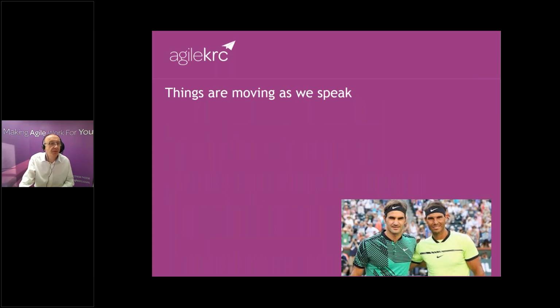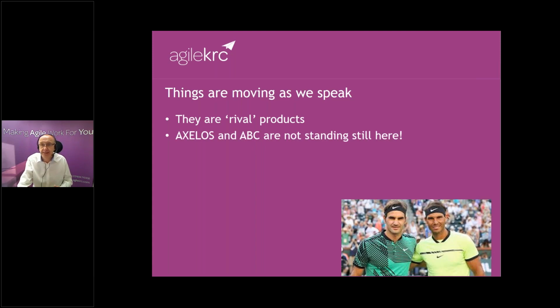Now, things are moving. Things are happening quite a lot at the moment in the marketplace here. And to be clear, these are rival products. They compete with each other. Both organisations are looking over the net, as it were, at the other person. They are just competitive products, and they're fighting for the same space. But these two organisations, Axelos and the Agile Business Consortium, are not standing still. They are doing an awful lot of work to improve their products, promote their products, and that's for the benefit of everyone.